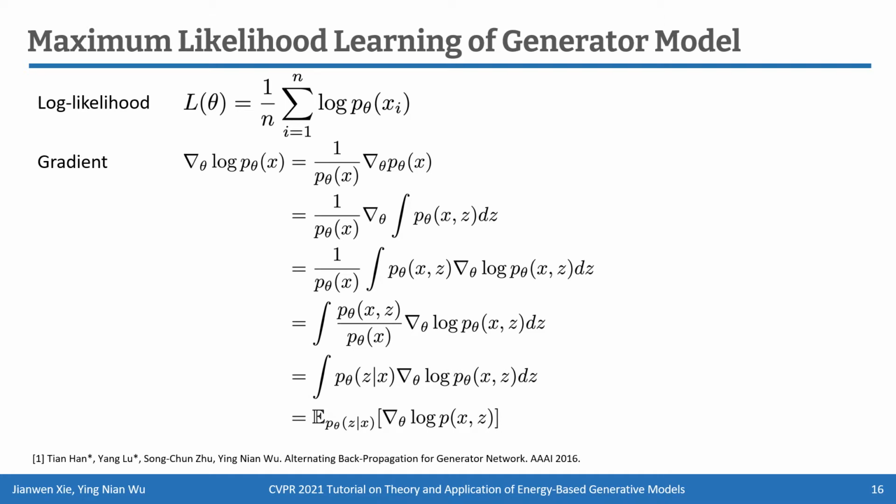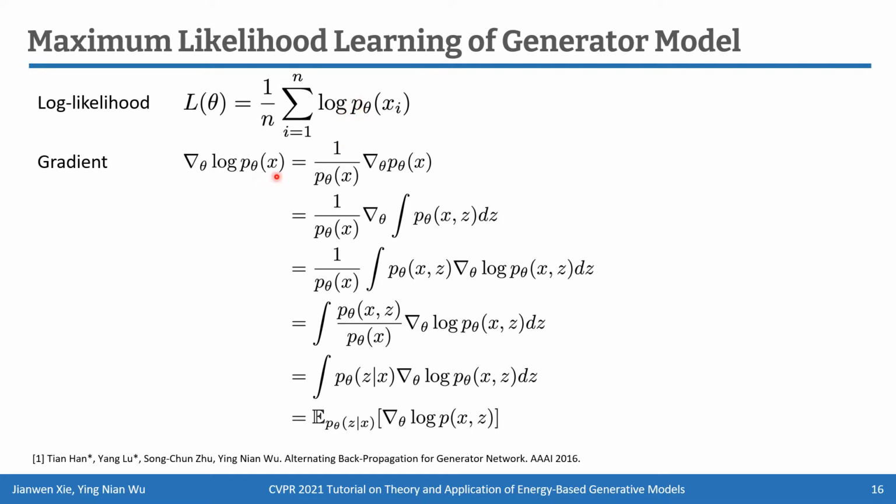Okay, now let us go over some technical details for maximum likelihood learning for the generative model. So first, we write down the log likelihood for a set of observations, xi, where i goes from 1 to n. We have n observations. And then the log likelihood is just the average of the log likelihood for each observation. But here, this is a marginal distribution because we only observe xi. We don't observe the underlying zi. So we have to use the marginal distribution for the log likelihood function.